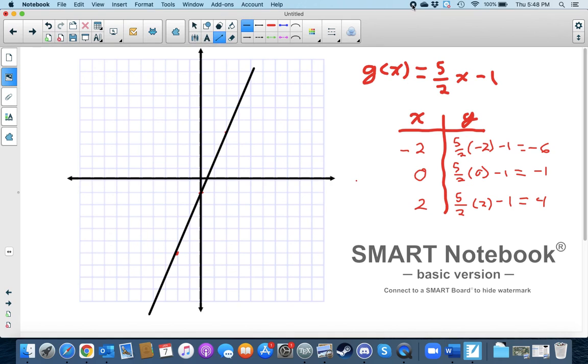Remember, we're sketching graphs. That means that they're not going to be perfect, but we want them to be representative.